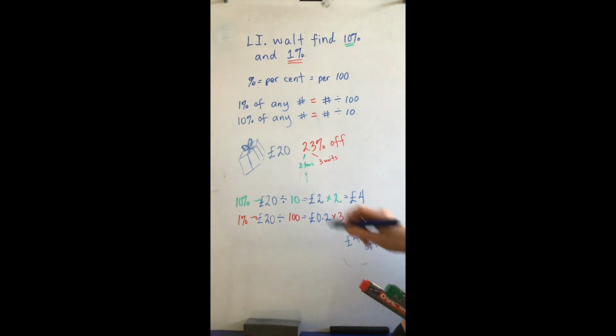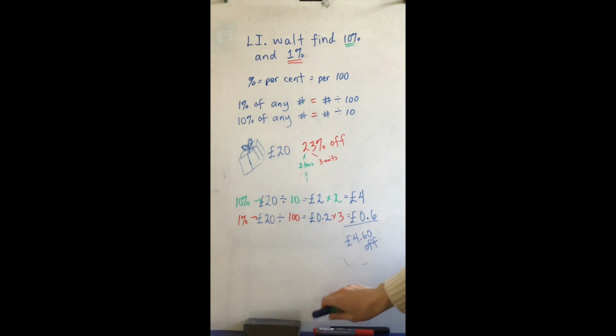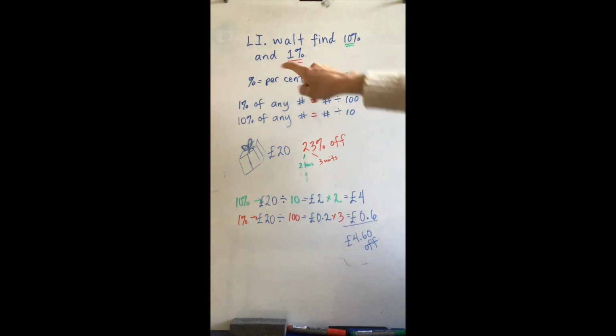So I've got 4 pounds 60 off my price, so I'm going to end up paying £15.40 for my gift, which isn't bad actually. Nice gift for mom. Keep mom happy. Save yourself 4 pounds. Maybe get yourself a smoothie. Anyways, so that's how we find 10% and 1%.